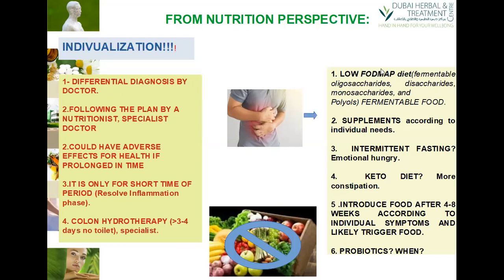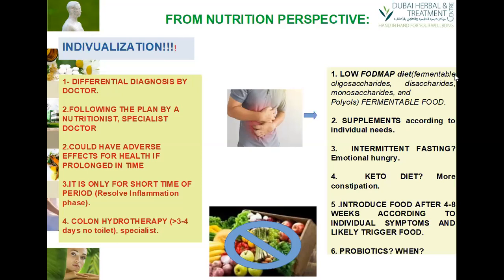Also, we can help with some supplements, but this has to be according to individual needs. Intermittent fasting can help some people. Keto diet also, because it's very low in fiber, but we need to be careful with this, and also individualize once again, because it can provide more constipation.